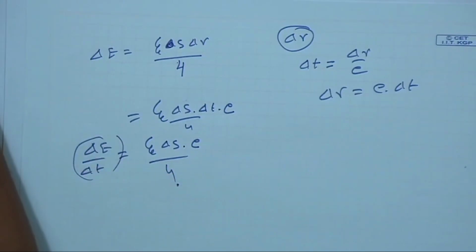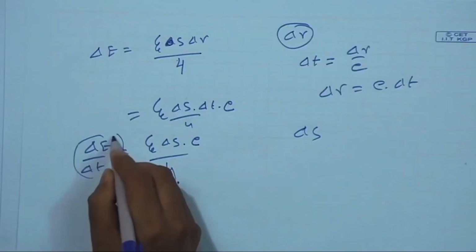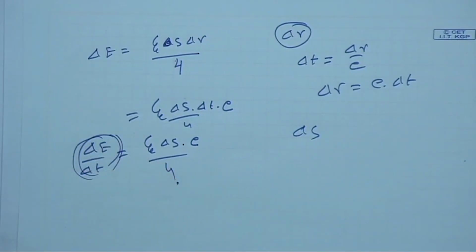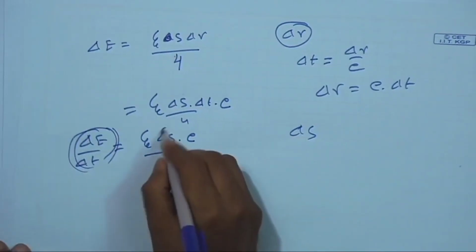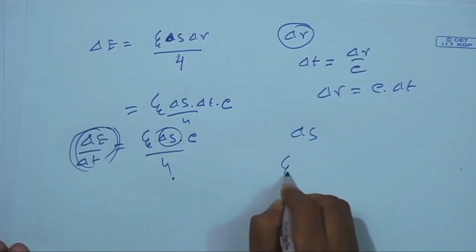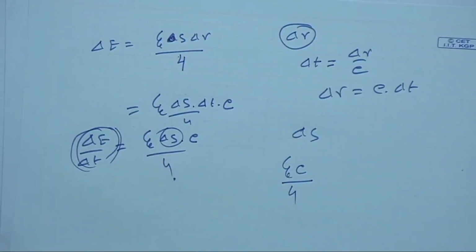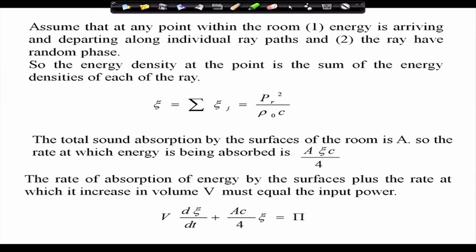So, del E by del t is the rate of energy falling on the surface of area del S. In unit area, del S will not be there. So, the amount of energy on unit area is nothing but psi c divided by 4. Okay. Now, psi c divided by 4 is the rate of energy falling on the unit area of that surface.